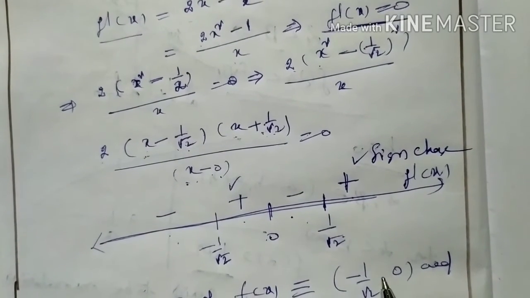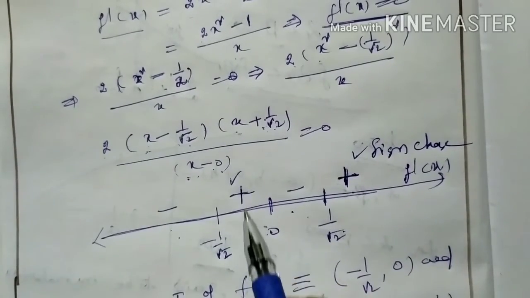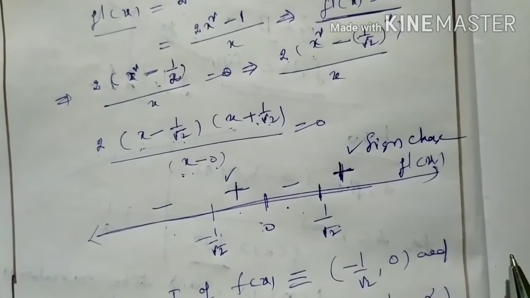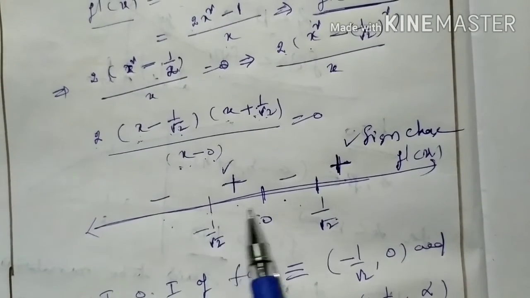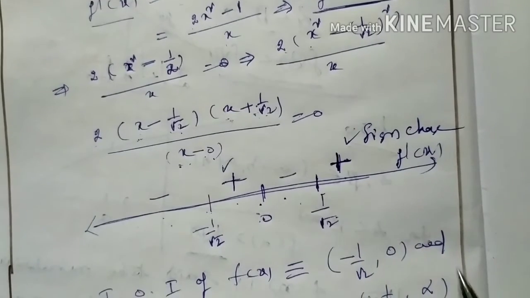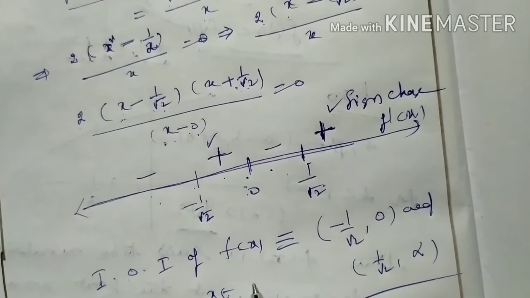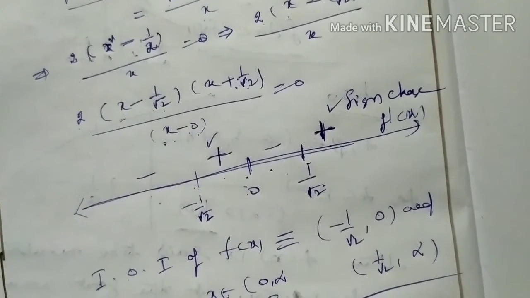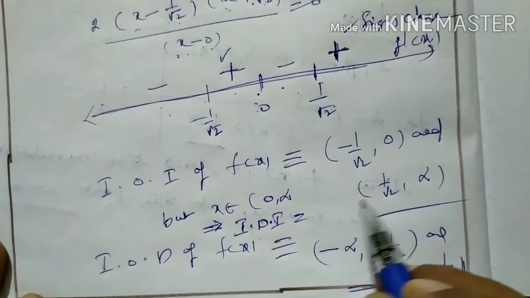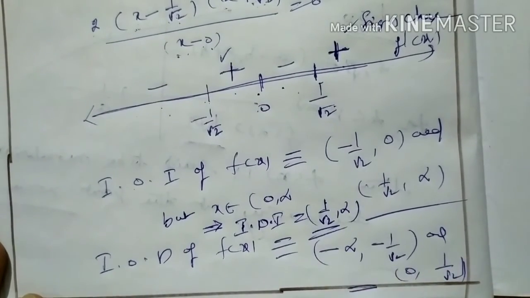So interval of increase means the intervals in which f dash of x is positive. In those intervals the function is increasing. Here the function is increasing in the intervals minus 1 by root 2 to 0 and 1 by root 2 to infinity. But the domain of the function is x belongs to 0 to infinity, which implies the interval of increase is 1 by root 2 to infinity.